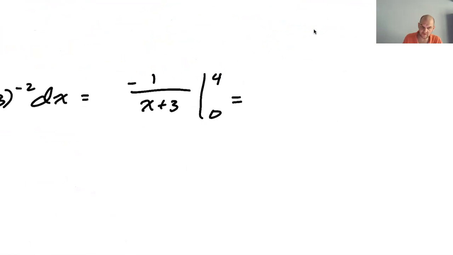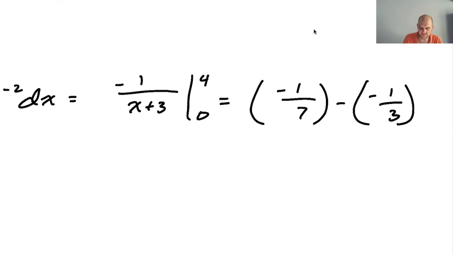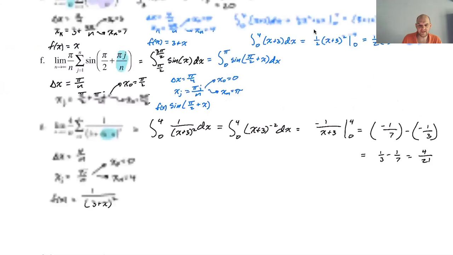So you will get good at these, I promise. First thing we do is plug in 4, you get negative 1/7, minus, plug in 0, you get negative 1/3. I recommend you always put minus parentheses, and then go from there with whatever you're going to end up with. So what on earth is this? This is 1/3 minus 1/7. So 7 minus 3 is 4 over 21. I think that's right. I don't know.